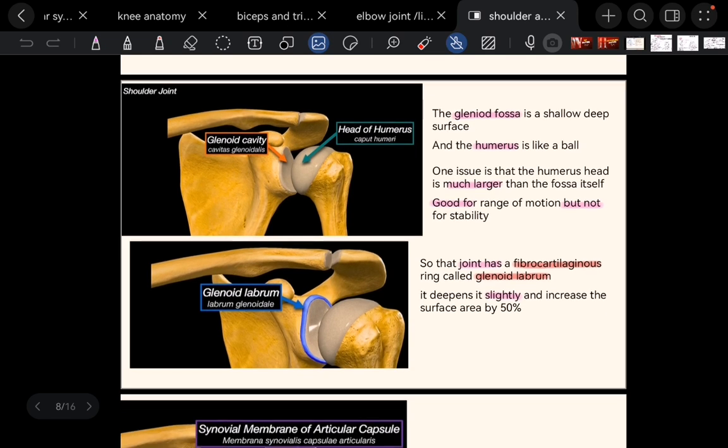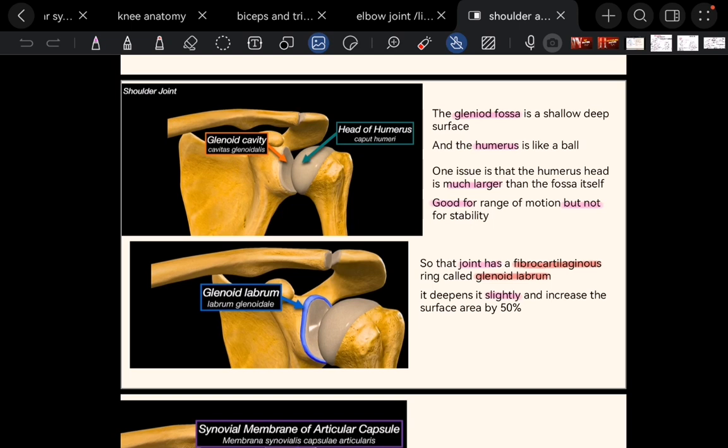Now, moving on to the anatomy of the shoulder joint. We're going to do a very deep dive into the shoulder. The shoulder joint is formed when the head of the humerus joins with the glenoid fossa. But the problem is that the head of the humerus is actually much larger than the glenoid fossa itself. So it is good for range of motion, but bad for stability.